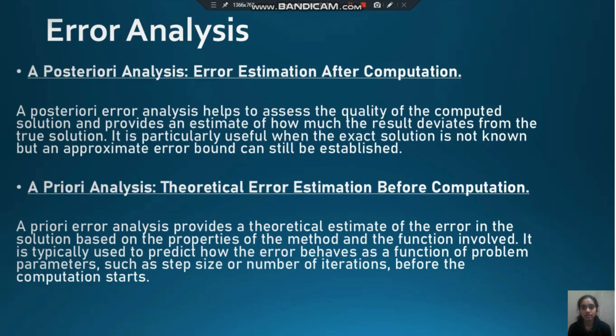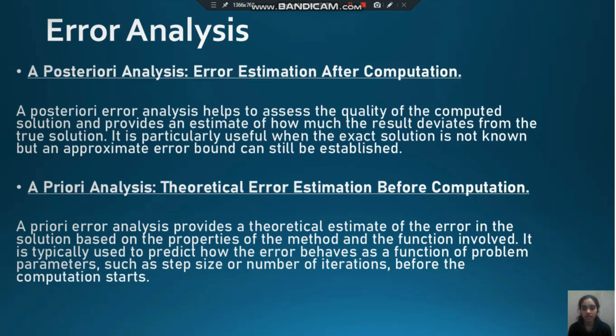Error analysis. A posteriori analysis. Error estimation after computation. A posteriori error analysis helps to assess the quality of the computed solution and provides an estimate of how much the result deviates from the true solution. It is particularly useful when the exact solution is not known, but an approximate error bound can still be established.